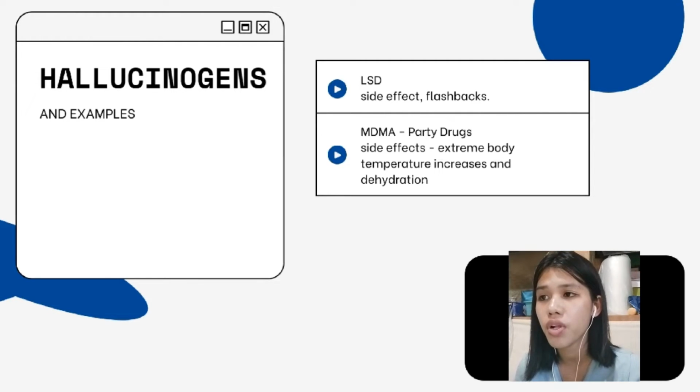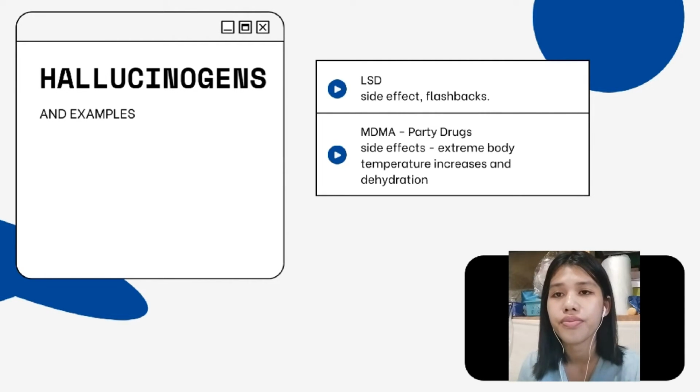The next example is the MDMA or party drugs. It acts as both a hallucinogen and a stimulant, which is the source of its popularity. However, it is also the source of its greatest danger. Many users of MDMA are severely injured or killed by extreme body temperature increases and dehydration.